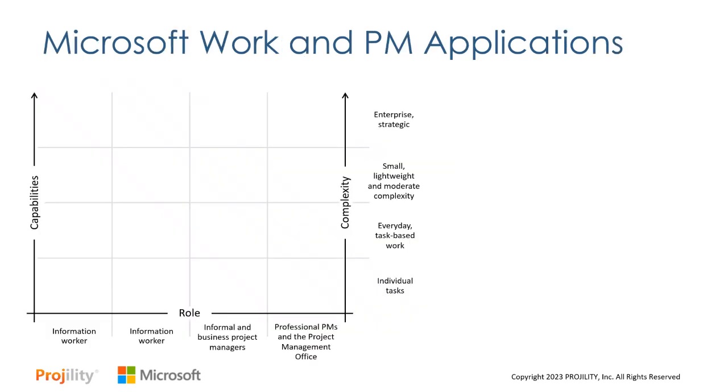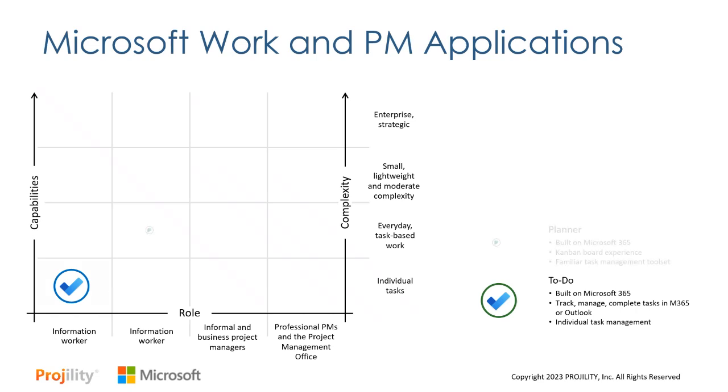So if we look at the overall space for Microsoft, at the bottom, the role of the information worker, a lot of information workers use Tasks or To Do, which is embedded now in Outlook and Office 365, to really track, manage, and complete a lot of their basic tasks and activities. So this is really an individual task management tool. Microsoft Planner is used not only for individual task management, but group collaboration and group task management in a Kanban type experience where you've got cards and a card structure. It also has a familiar task management tool set underlying it as well.